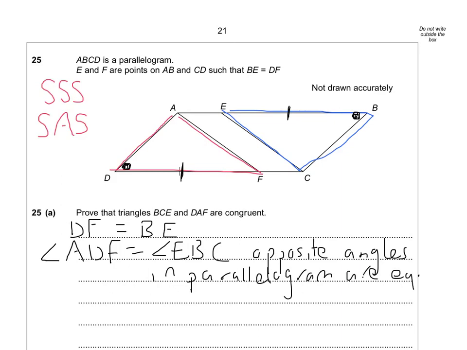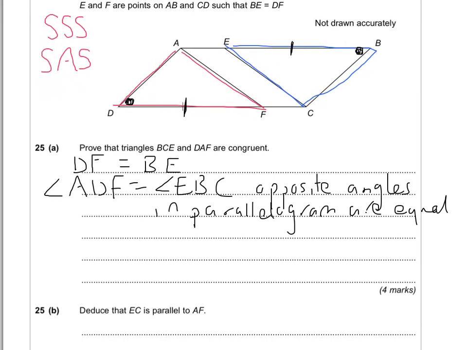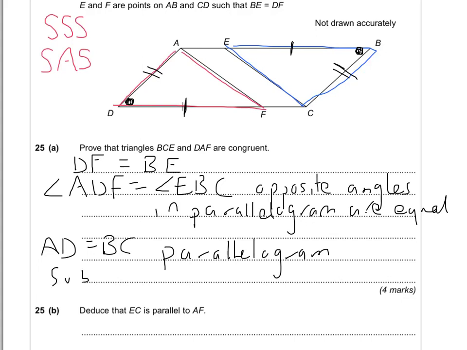Then on to the second bit, we have a side, an angle and another side to be equal. Hopefully we realize that this side AD is equal to BC. Those two are equal, so AD equals BC. The reason, once again, is parallelogram. I'm not writing it down, it'll take me too long, but basically opposite sides in a parallelogram are the same. You need to say for your final mark, so by side, angle, side, the two triangles are congruent.